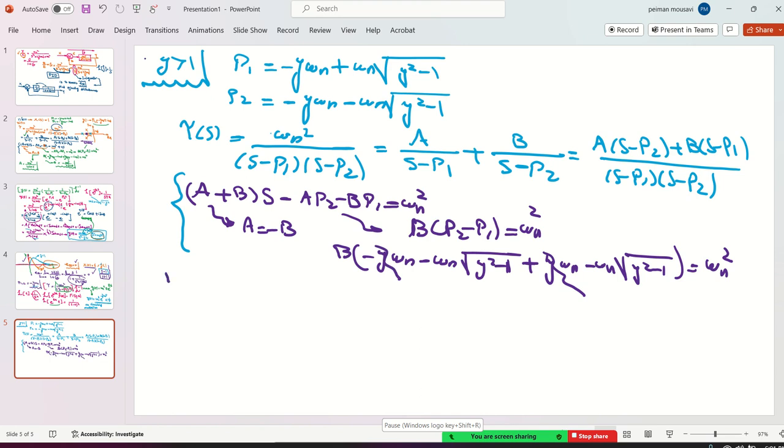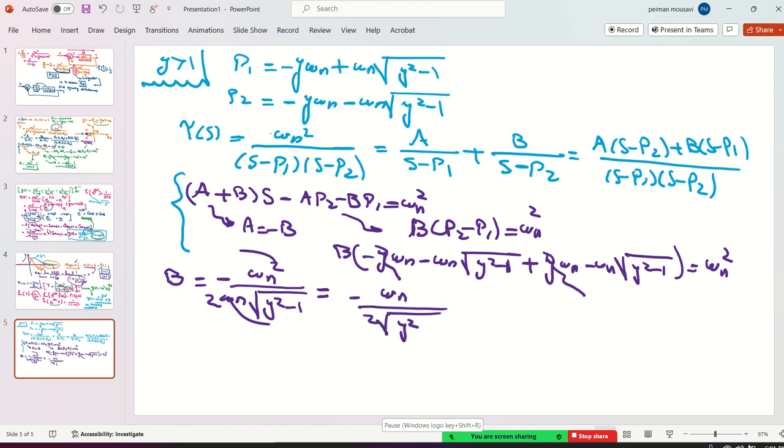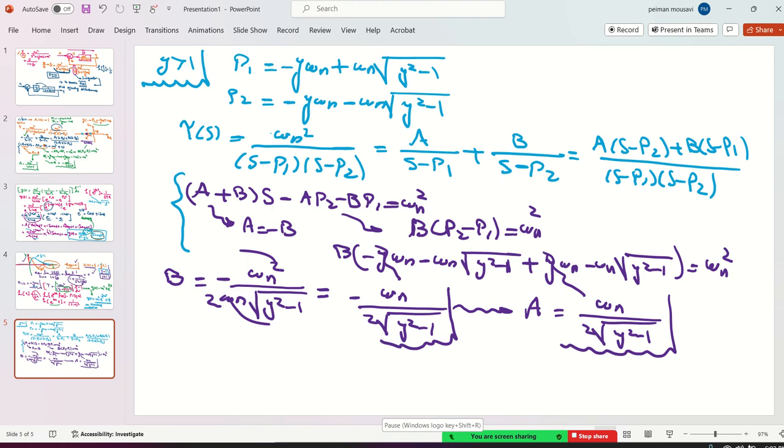This gives B as minus omega n square divided by 2 omega n square root of zeta square minus 1, so B is minus omega n over 2 square root of zeta square minus 1. From here you get A as minus of that, omega n over 2 square root of zeta square minus 1. Bingo. Just implement it together.